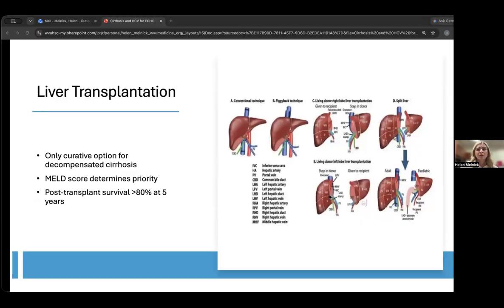For patients with decompensated cirrhosis, transplantation is the only curative option. The MELD score predicts mortality and determines transplant priority. Post-transplant outcomes are excellent with more than 80% 5-year survival, but early referral to a transplant center is key.